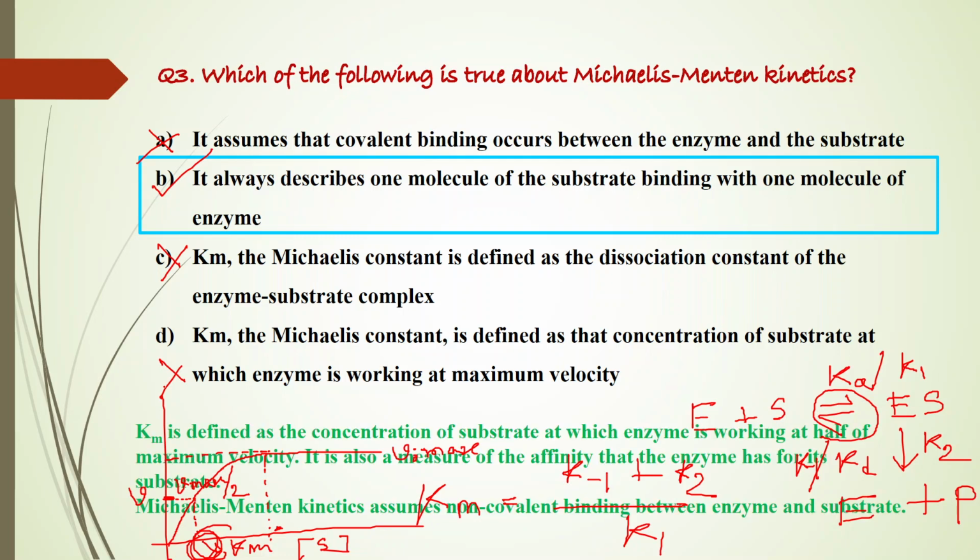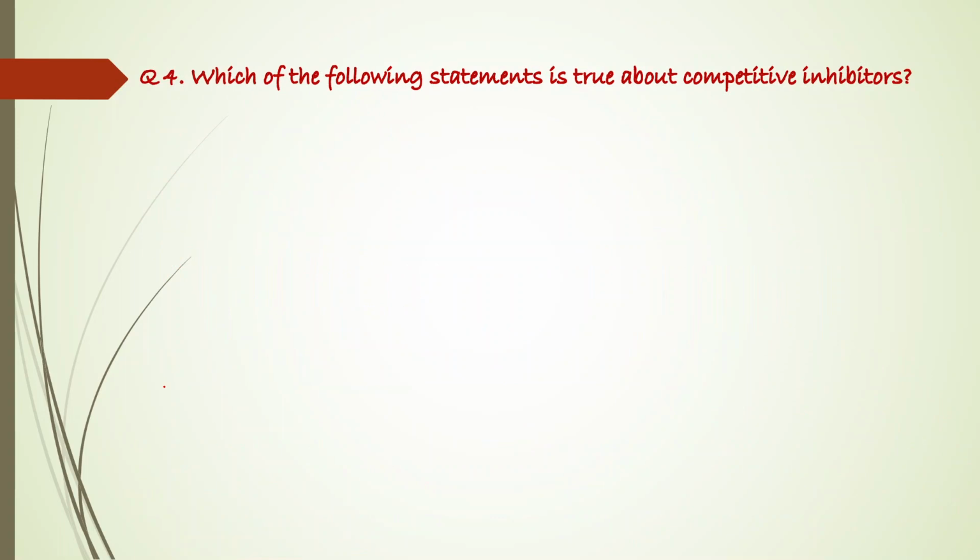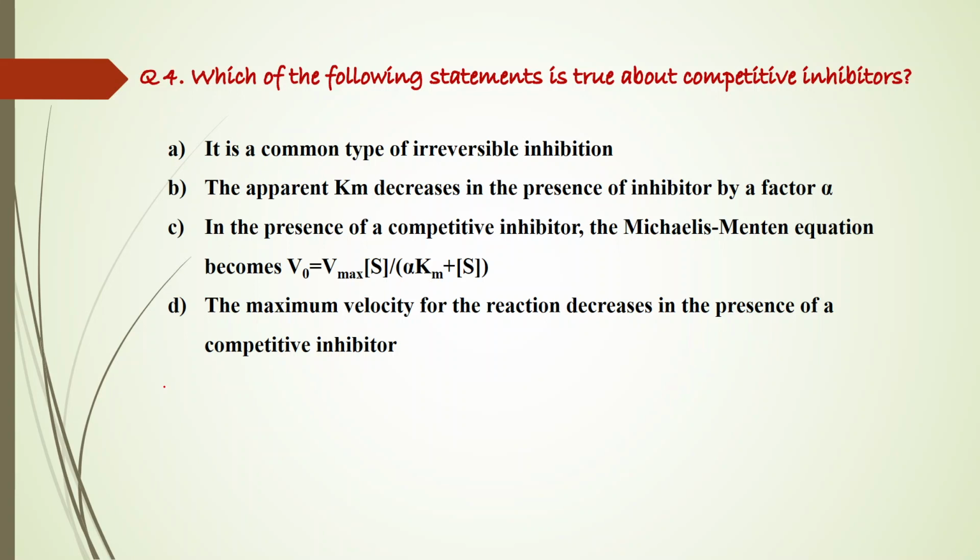Moving to the next one. Okay. Question number 4 states, which of the following statements is true about competitive inhibitors? Let us see. The first statement, we all know about this already from the last class, that there are three types, basically competitive inhibition, non-competitive inhibition and uncompetitive inhibition.